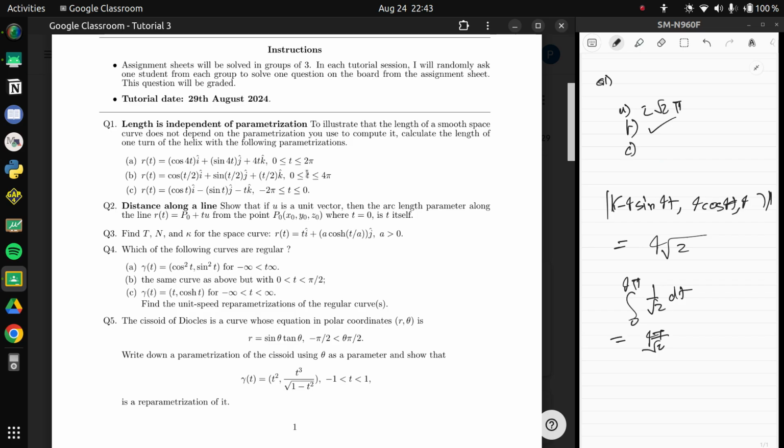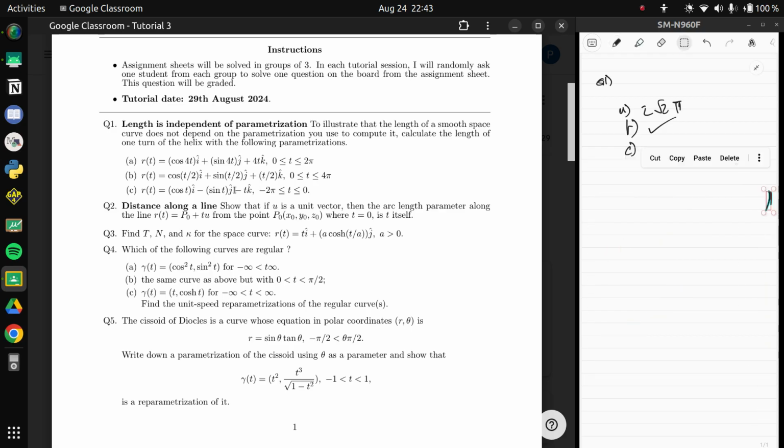What about c? Do you even need to do this? You can see what's happening, right? Take the velocity vector. It's minus sine t, minus cosine t, minus 1. Take out the minus 1. The magnitude of that is 1 in any case, so it's square root of 2, and it's going from minus 2 pi to 0. Which is 2 pi times square root of 2, which is the same thing.